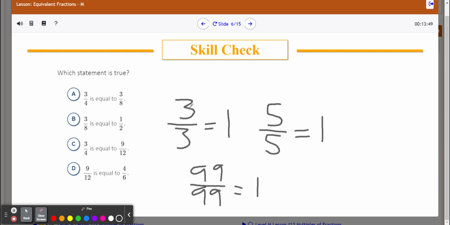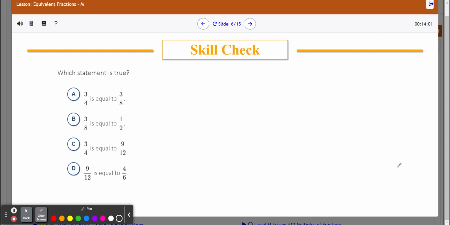So again, if the numerator and denominator are the same, if the top number and bottom number are the same, it always equals 1. It doesn't matter what the numbers are, it always equals 1. All right, so keep that in mind. Now, how do you generate equivalent fractions? Well, let's start off with my fraction here, 1 over 2. So, I want to make an equivalent fraction of 1 over 2.